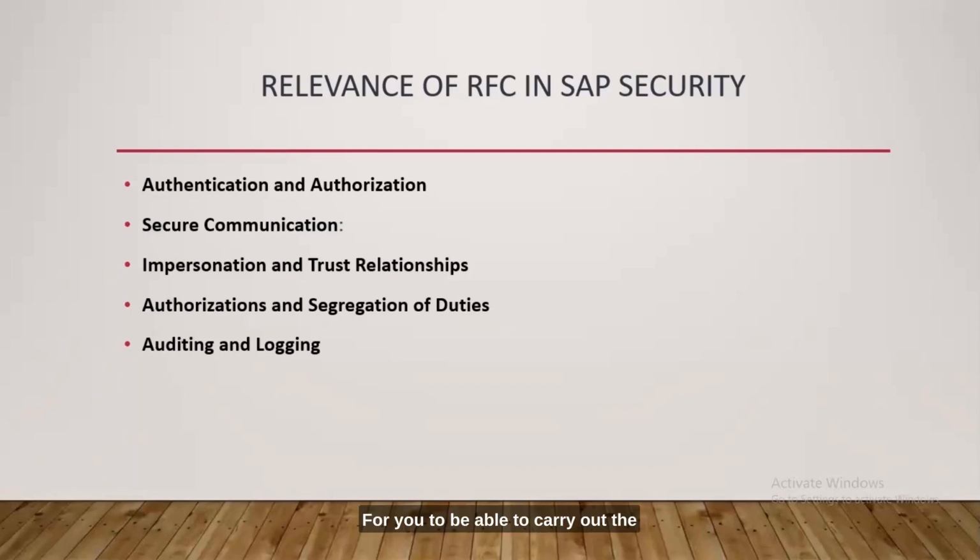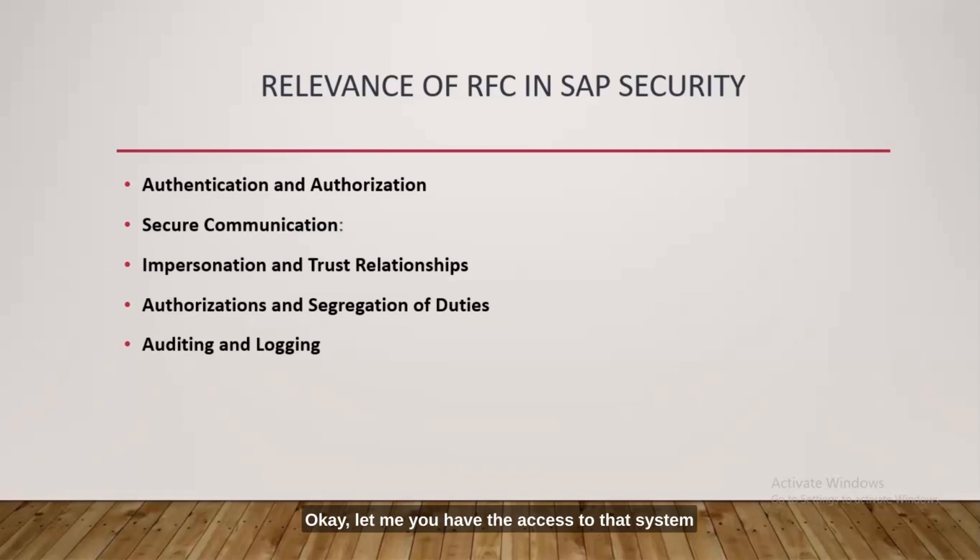So for you to be able to carry out the RFC connection successfully, definitely there needs to be a trust relation between your system and the other system. As well, there are some things that need to be available in that other system. Say you have client 900 in system one, and you have client 600 in the other system, and you are trying to do an RFC connection from client 900 in the first system to client 600 in the other system. Okay, the username and password is different.